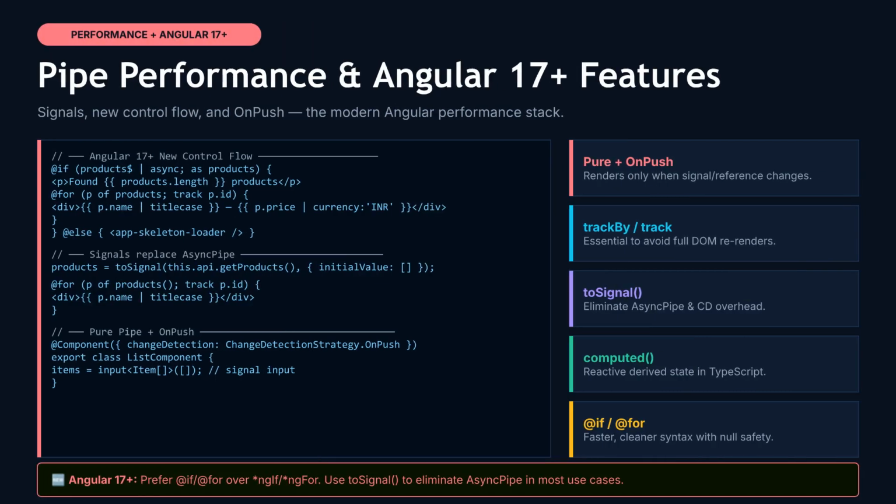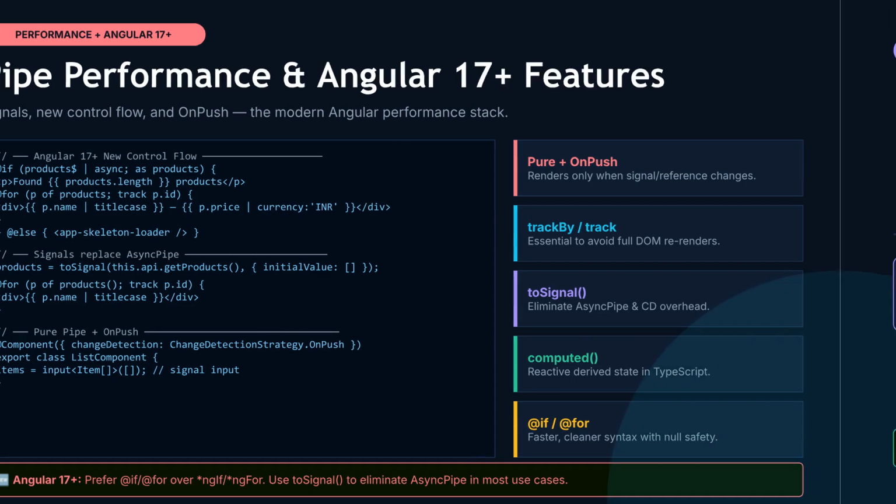Angular 17+ features, like signals and the new control flow, improve pipe performance. Combining pure pipes with OnPush, using trackBy or @track for minimal re-renders, and leveraging toSignal and computed, eliminate async pipe and change detection overhead. Prefer @if and @for over old directives for faster, cleaner syntax with null safety.